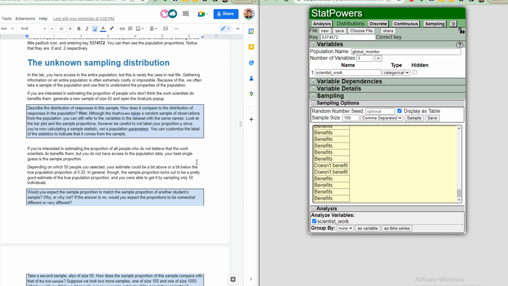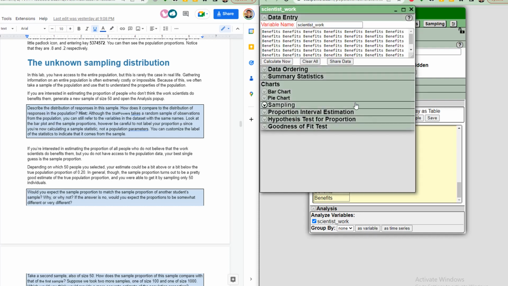Anyway, let's continue through the lab. We're going to generate a new sample of size 50 and open analysis. So let's open the sample of size 50. Here's our sample. I'm going to analyze it as a variable, and now we're going to do a different kind of analysis.